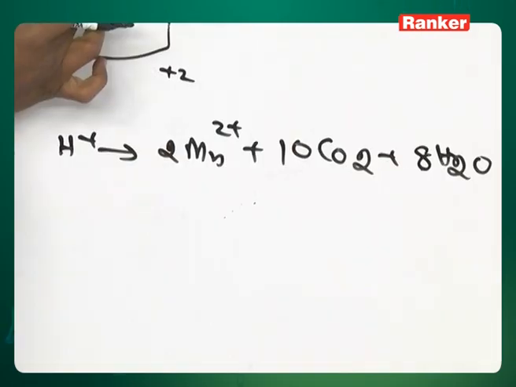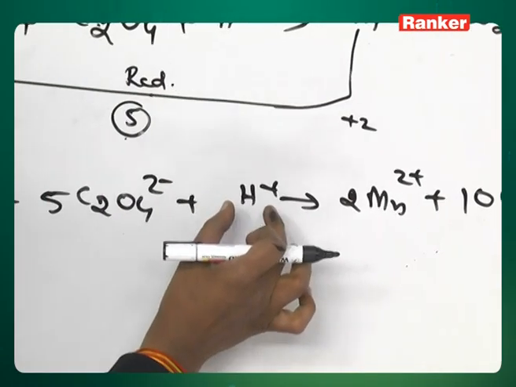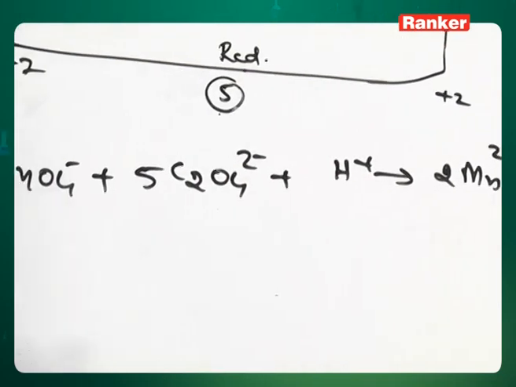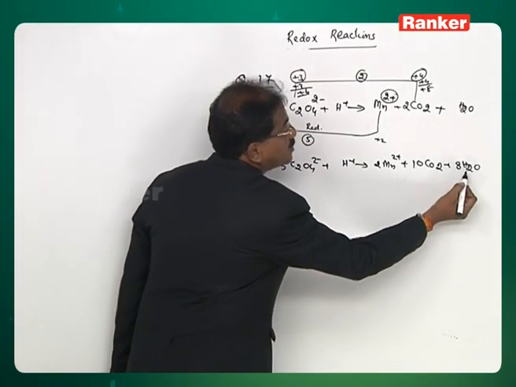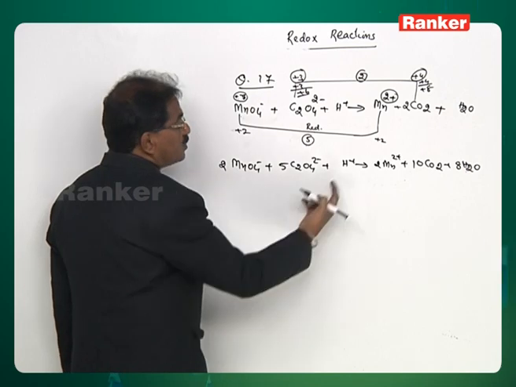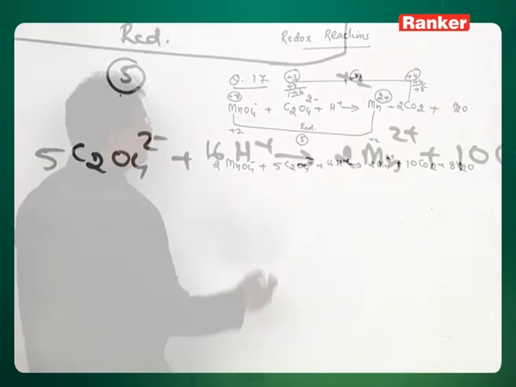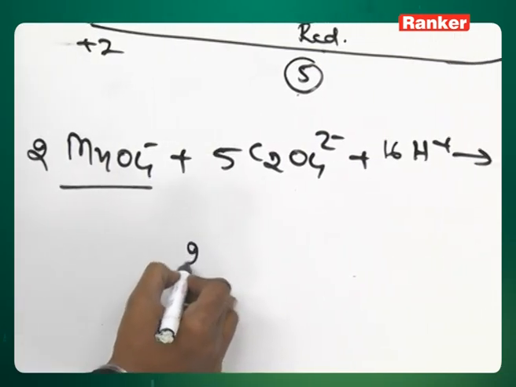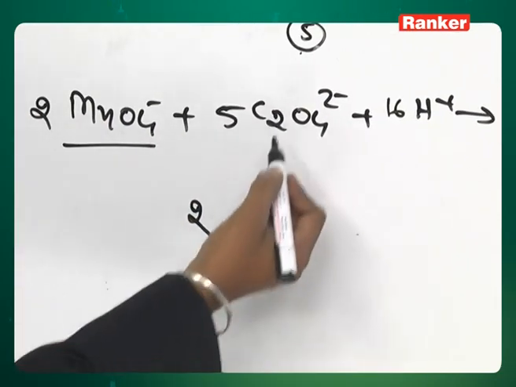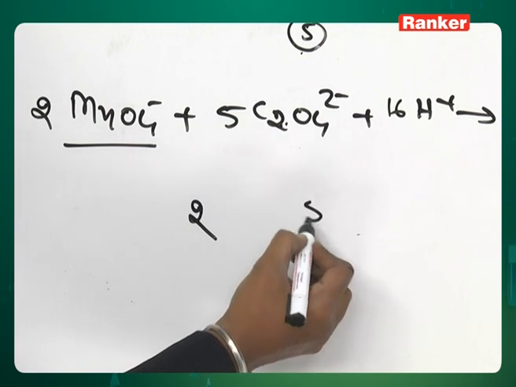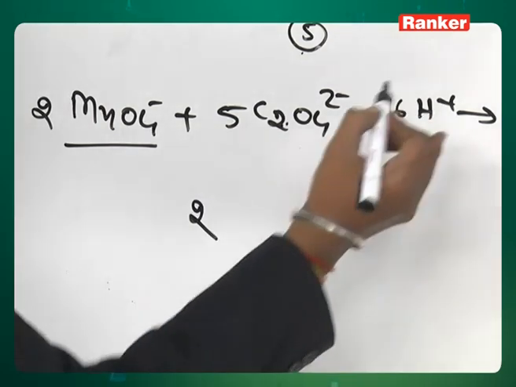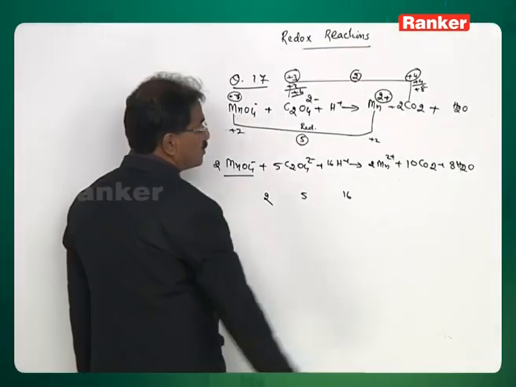If the reaction is taking place in acidic medium, for each hydrogen atom, you add 1 H plus. Here you see 16 hydrogen atoms are present. Therefore, on this side we need 16. Therefore, put 16 here. Now for MnO4 minus, the stoichiometric coefficient is 2. For the oxalate, the stoichiometric coefficient is 5. For H plus ions, the stoichiometric coefficient is 16.